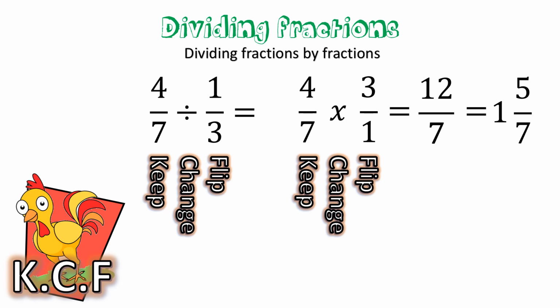So just to recap, the important thing to remember is we keep it, we change it to a multiplication, and we flip it. The bit that most children struggle with at this point is they forget to flip the last fraction. So it's important that you flip the last fraction. Once you've done that, everyone is able to multiply the bottom by bottom and the top by top.